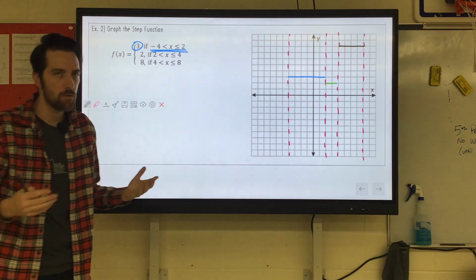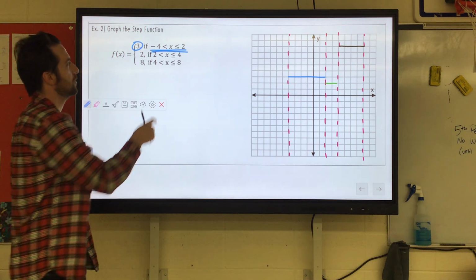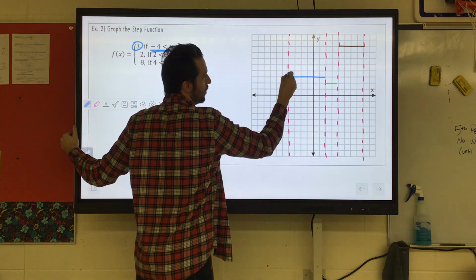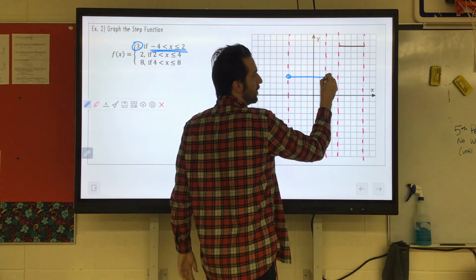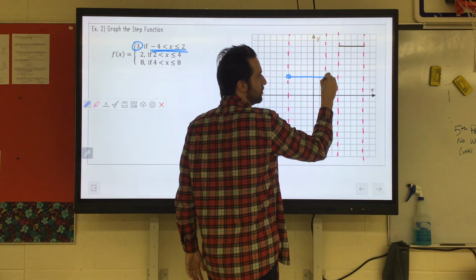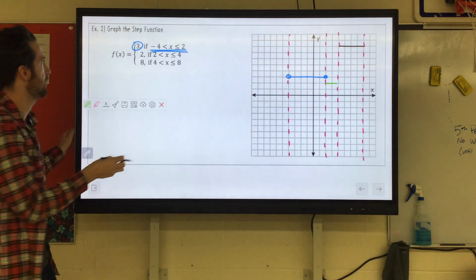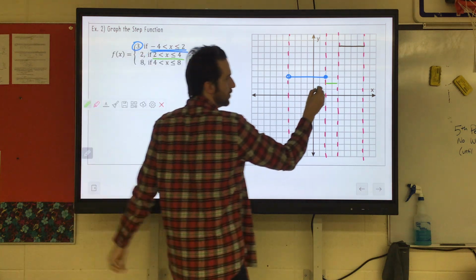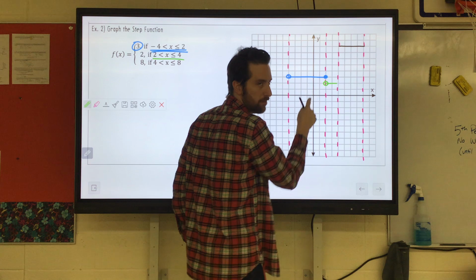Now remember, the or equal to's get a solid dot. If you look at the 3 up here, negative 4 is less than, so that would get an open dot at negative 4. And it's less than or equal to 2, so it's going to have a solid dot on the 2. In the green zone from 2 to 4, 2 is less than x, so it's going to have an open dot here, which makes sense because it has a solid dot right above it.